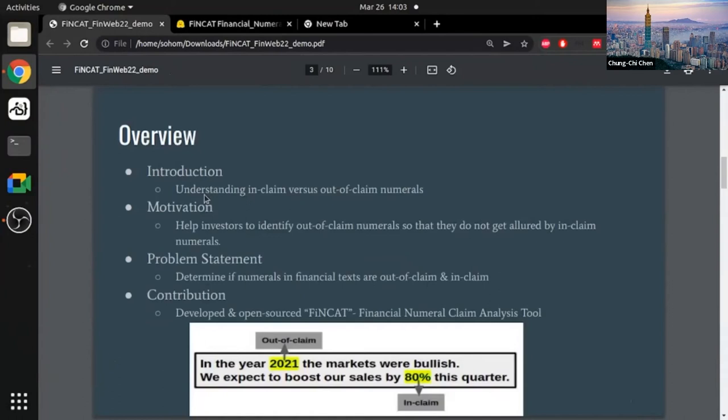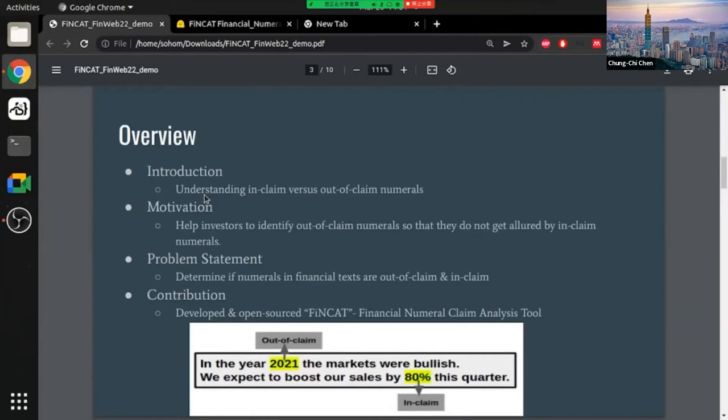Overview: investors tend to make data-driven decisions by consuming financial content available online. Numerals present in these contents may be simply claims by executives and not facts. Our motivation is to help investors identify out-of-claim numerals so that they don't get allured by the in-claim numerals. We present the tool FinCAT for the same.